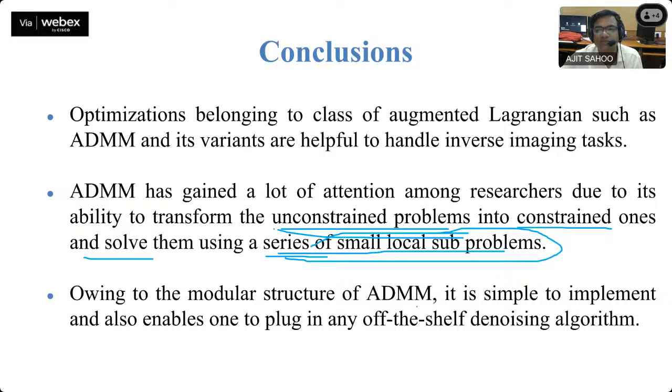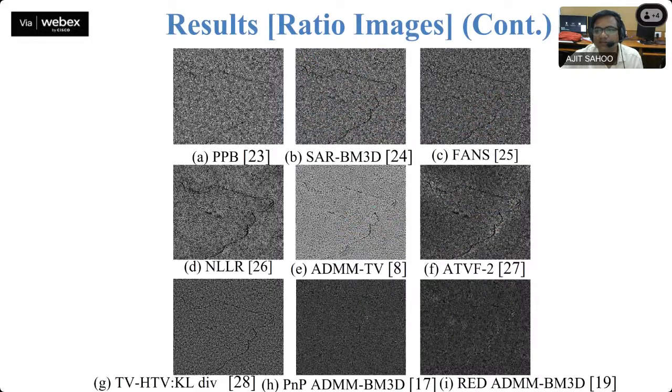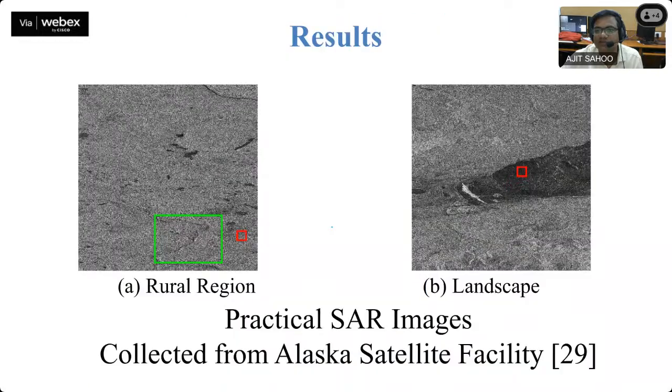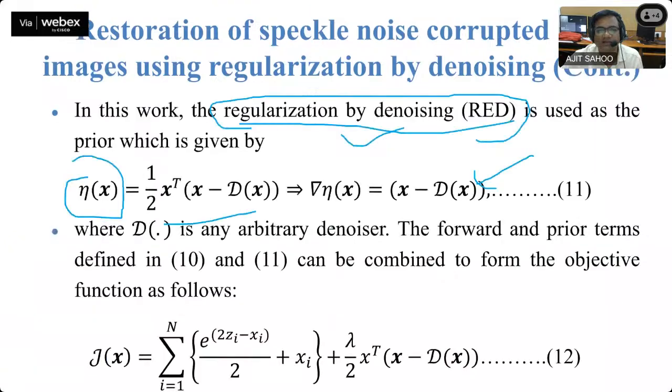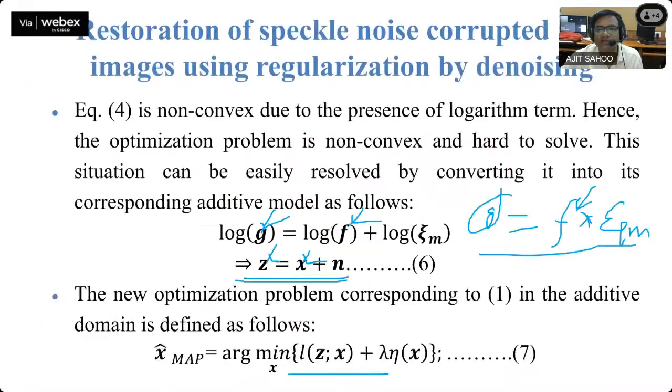Owing to the modular structure of ADMM, it is simple to implement and also enables plugging in any off-the-shelf denoising algorithm. So you see here the prior model. You need not define it yourself; you can take any off-the-shelf denoiser. Like here you have BM3D, but there are many off-the-shelf denoisers that you can use as the regularizer.